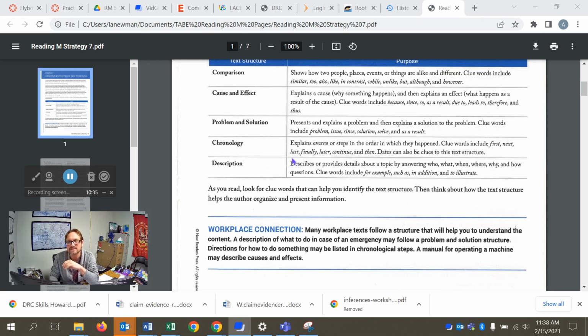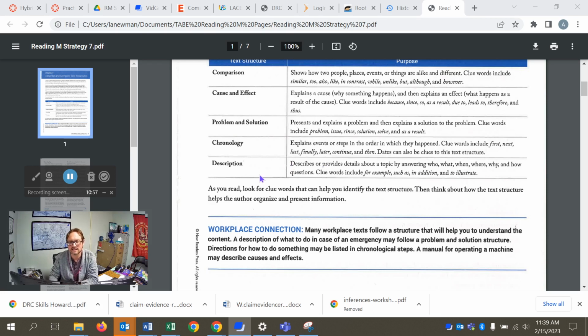Our clue words are definitely words that sequence, like first, second, third, fourth, fifth, and so on. Next, last, finally, continue, later, then. Words that indicate sequence or the passing of time, or when something happens in relation to something else, clue us in that we're dealing with a chronology.